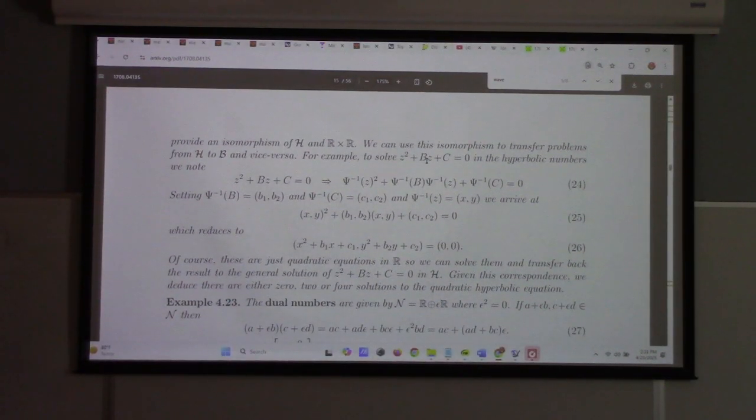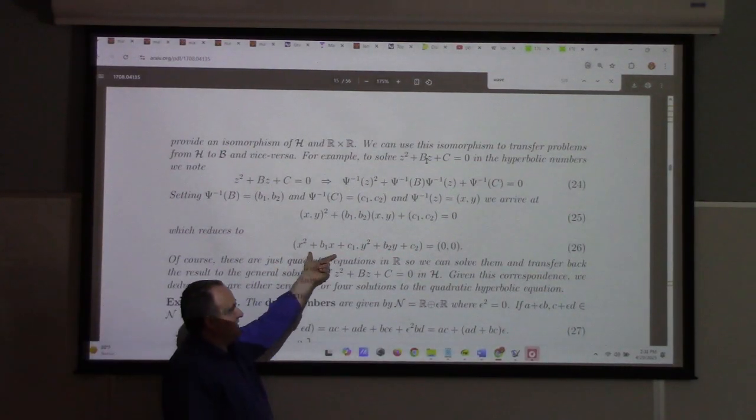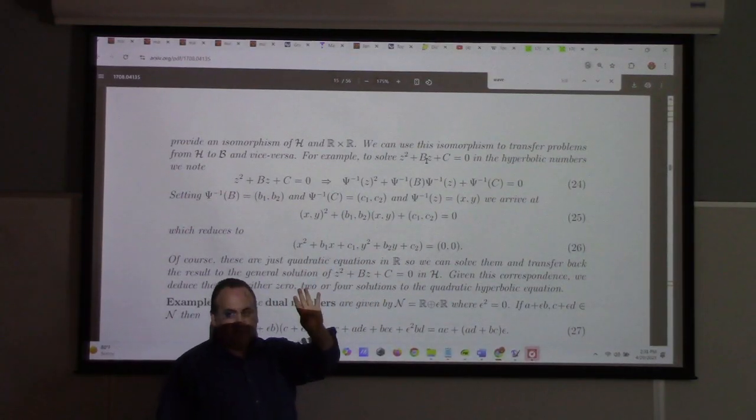But you can do other cool stuff, like if you want to solve the quadratic equation in the hyperbolic numbers, you can trade it for a pair of quadratic equations in the Hadamard product, and that ends up giving you just a regular pair of quadratic equations. How many solutions are there to a pair of quadratic equations like this? Well, each one of these separately can have as many as two distinct solutions, right? So if you do the counting, you've got up to 4 solutions, right?